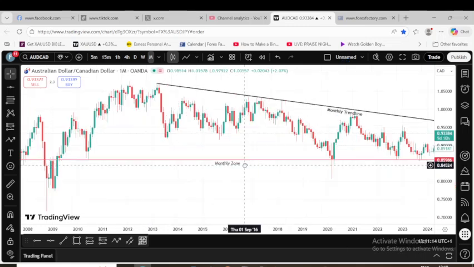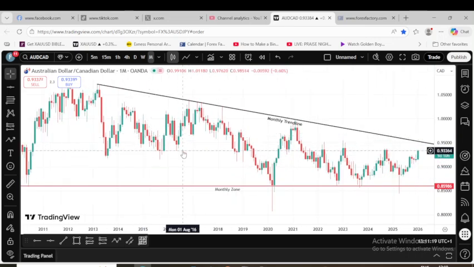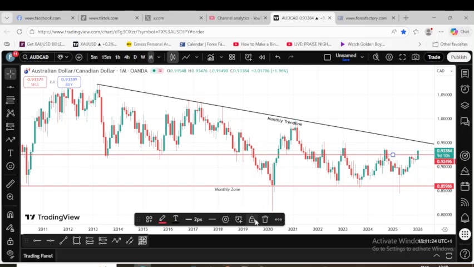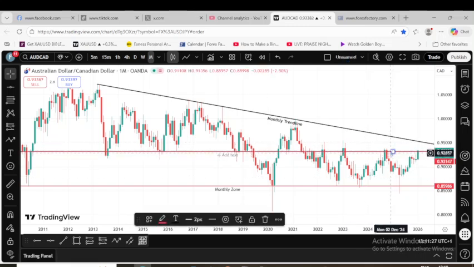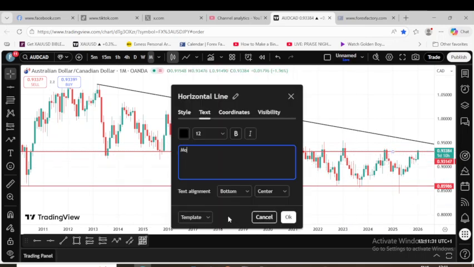That's one monthly zone. We actually have another zone here. This level acts as resistance and then comes back around to act as support. Let's move it a bit closer. Yeah, this seems to fit better. So this is another monthly zone.